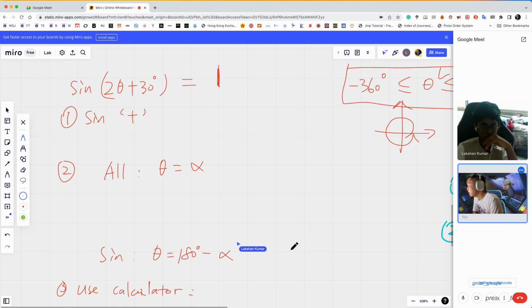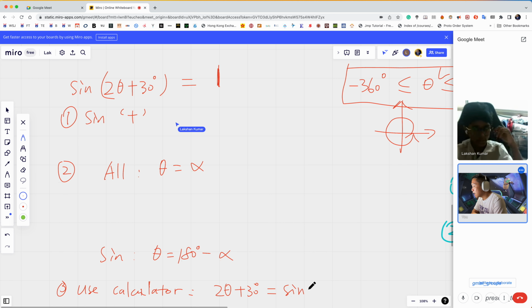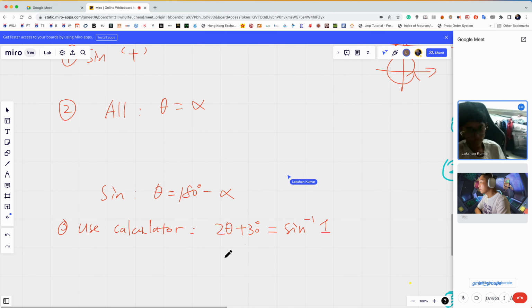In this case, what I'm trying to tell you is this. Here is 2 theta plus 30, right? You should see this 2 theta plus 30 as one whole thing, one block. So in a way, the way you use the calculator is this. Whatever they give you, over here is 2 theta plus 30, you just equal to sine inverse 1. And then you just continue. 2 theta plus 30 is equal to?